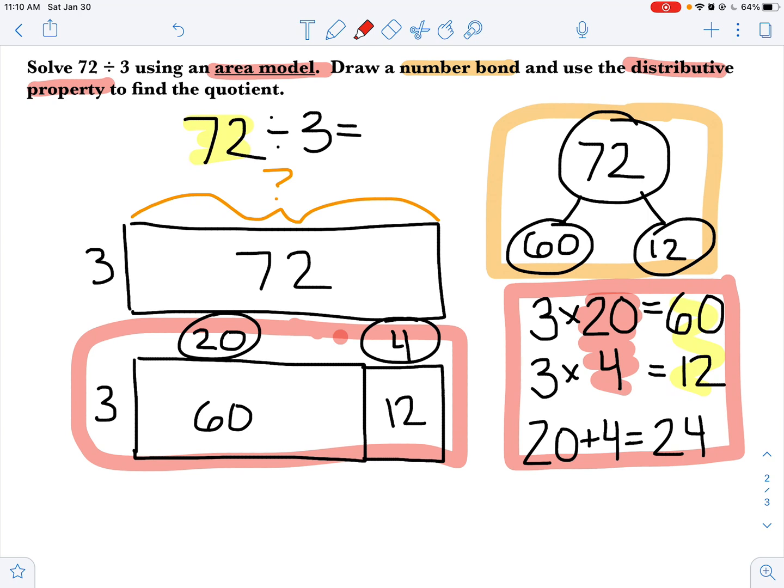So you can decide, is it easier for me to think of the missing factor and try to do multiplication to get up to my dividend? Or do I want to break it into parts and think of smaller division facts? Now it's your turn to go ahead and give it a try. Remember, you're going to do this Monday and Tuesday. We're going to get a lot of practice of this in. Let me know if you need any help.